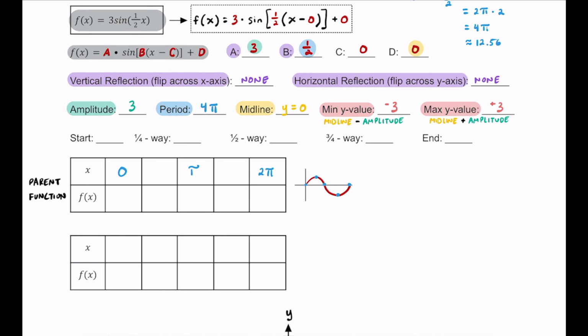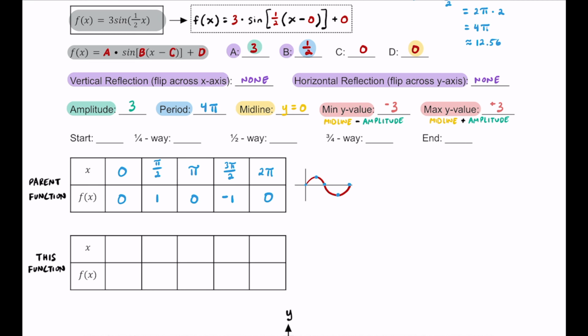Halfway through would be pi. Half of that is going to be half a pi, or pi over 2. And then between pi and 2 pi, that's going to be 3 pi over 2, right? We also know that for the parent function, it starts at the origin, it goes up to +1, goes back to 0, goes down to -1, and goes back to 0.